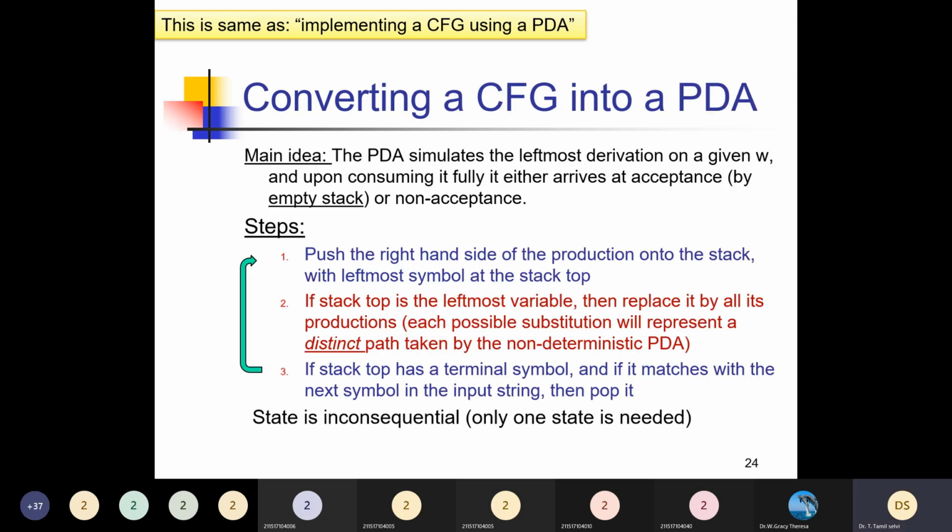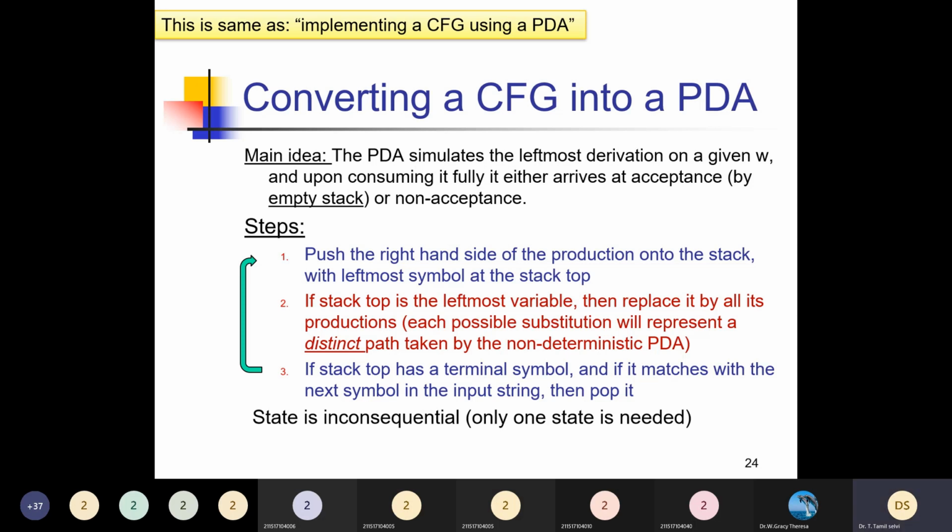And then converting, so see here we have the steps. Push the right hand side of the production onto the stack. What do we have in the right hand side of the production? On the left hand side we have the non-terminal alone. For example, capital S tends to 0 S 0. So on the left hand side we have only capital S, a non-terminal alone, and in the right hand side we have 0 S 0. We have to push the right hand side of the production onto the stack.